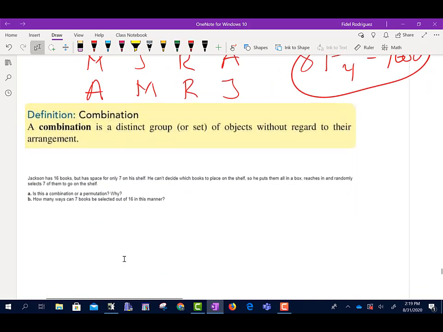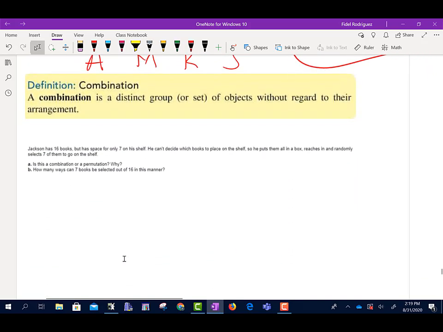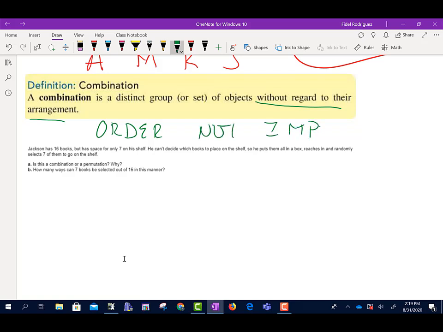All right. Now the next thing we have here is something called a combination. So a combination says it's a distinct group or set of objects without regard to their arrangement. So the order is not important.